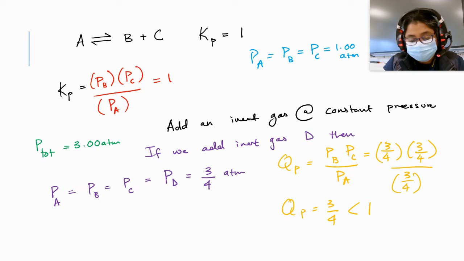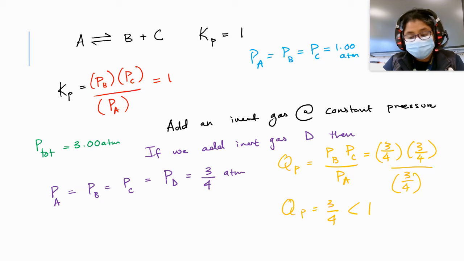Okay? So if you add an inert gas at constant pressure, the partial pressures of those gases in the reactants and products will decrease, not because they're reacting with the inert gas, but because the volume increases. And when the volume increases, the ratio of moles to volume, right? Now you have a greater volume that is affected. So the partial pressures will decrease, and your QP is now less than K. The reaction will shift forward to make more products to reestablish equilibrium.